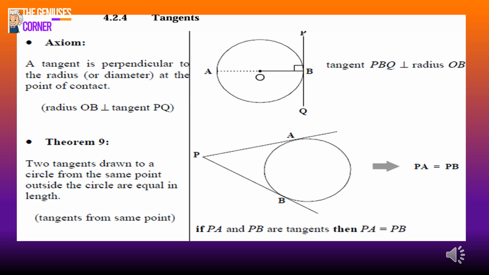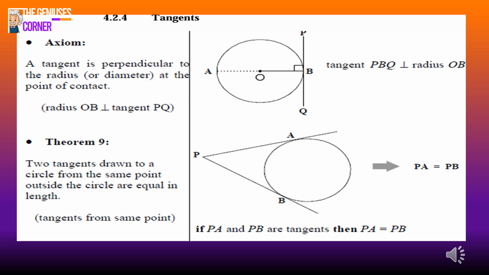Now the theorem says that any tangent that you draw to a circle will always be perpendicular to the radius. And then the reason for that is what we refer to as radius OB is perpendicular to tangent PQ. Now we just write tan perpendicular to radius or radius perpendicular to tangent. That's our reason here. So any radius is perpendicular to a tangent drawn to the circle.